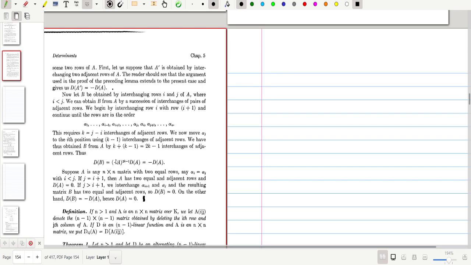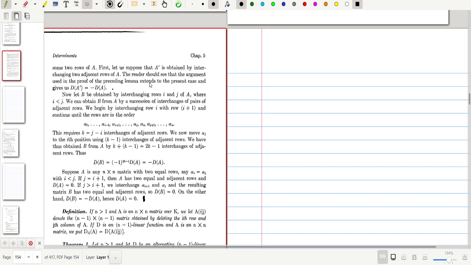In fact, the definition of an alternating function is an n-linear function D with D of A equal to 0 whenever A has two equal rows, and they need not be adjacent. The second condition is, when we interchange any two rows of A and A prime is obtained by interchanging any two rows of A, then D of A prime is equal to minus D of A. So these are the two conditions for getting an alternating function.